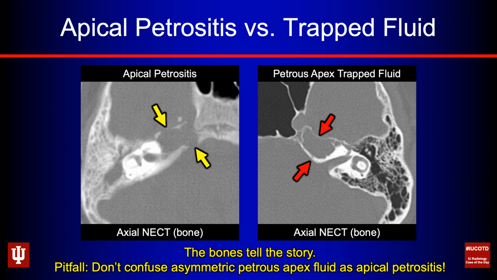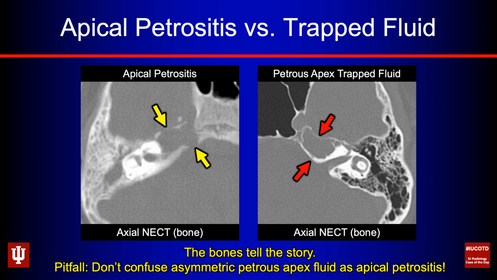Sometimes that trapped fluid in the petrous apex gets T1 bright because it's been there for a while and it's getting some protein content within it. And you're going to be tempted to say, is this a petrous apex cholesterol granuloma? The bones tell the story. Look for those expansile changes that tell you you're dealing with a cholesterol granuloma. In this case, the bones aren't expansile. We, in fact, have concave margins along the anterior petrous ridge here. It's not expansile. This is just trapped fluid.